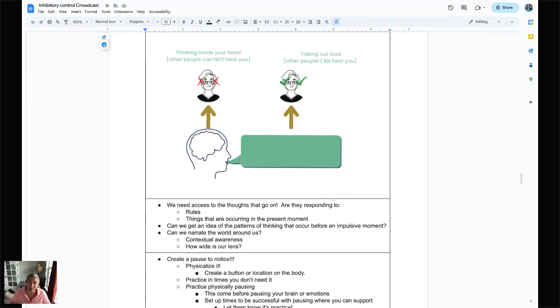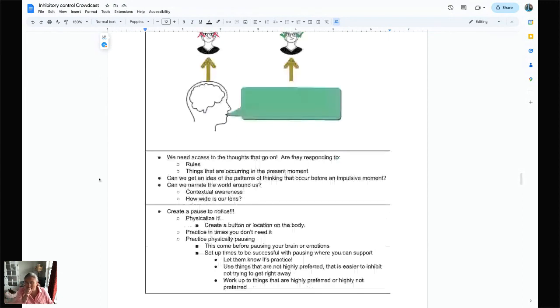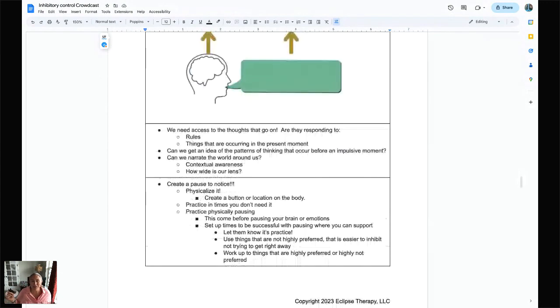Next is creating a pause to notice, right? This is like, man, if we could do this, we'd be better, right? But there's a lot more to it. If you can create a pause, that's great. That is a first wonderful step. But there's a lot more that goes into supporting those impulsive behaviors and building new behaviors. But yes, create that pause to notice, physicalize it.